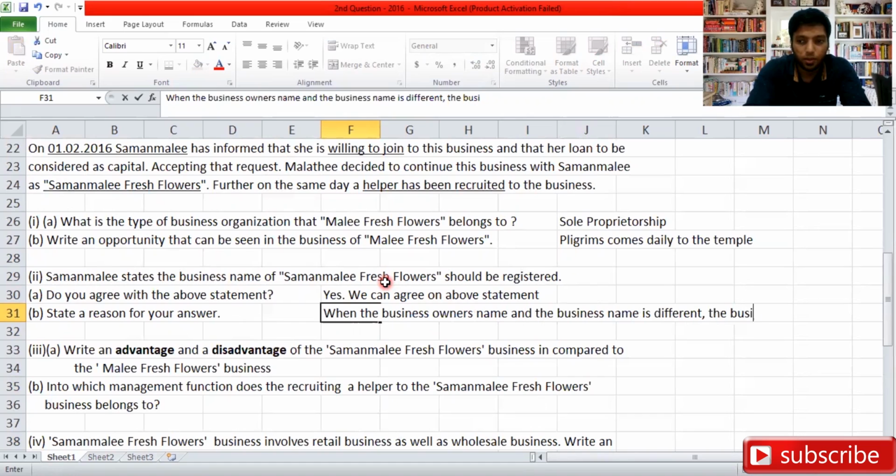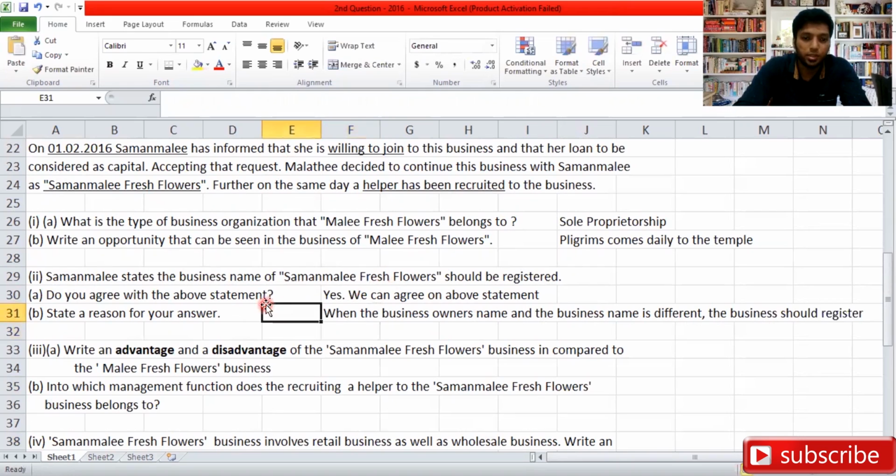Okay, we are done with these basic things. When it comes to the second question, that's very easy. And we'll move on to the third question.